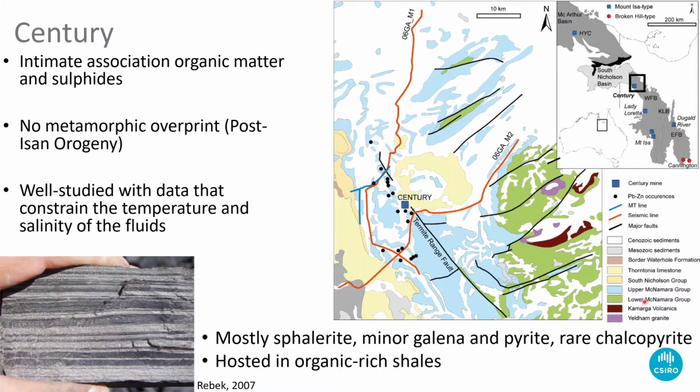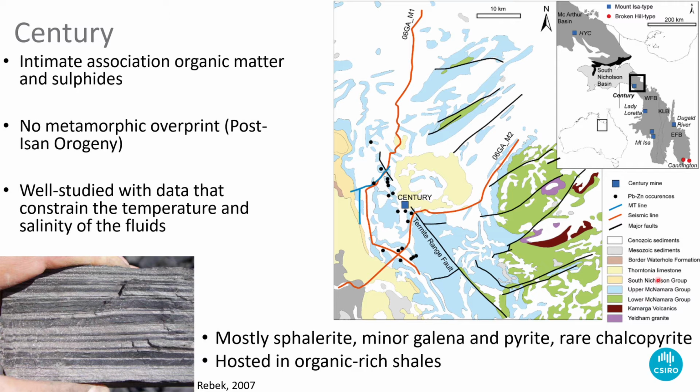It's that intimate connection between organic matter and fluorite that makes us focus on the Century deposit, but also because this deposit has no metamorphic overprint. And this is important because we can reconcile the results of our models to the observations. The deposit is also well studied. It has temperature and salinity of the fluid, and that's critical for constraining our model.